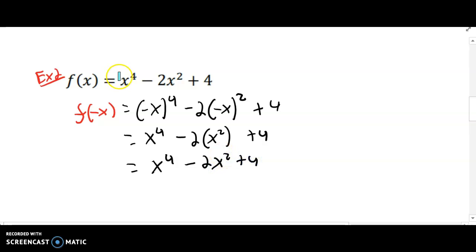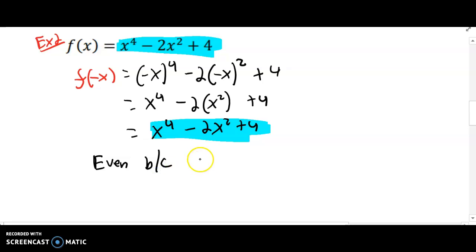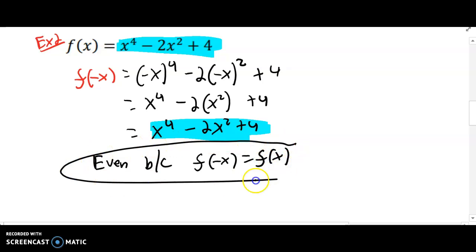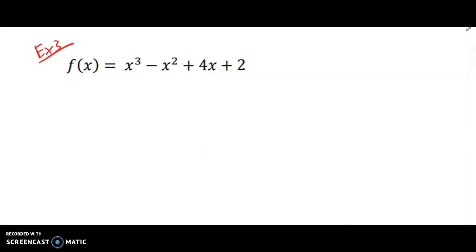Aha! So this is the same as the original function. So our conclusion is it is even because f of negative x equals f of x. Great. Let's do another one. All right, we're going to call this example 3. Make sure you pause and write the original problem.